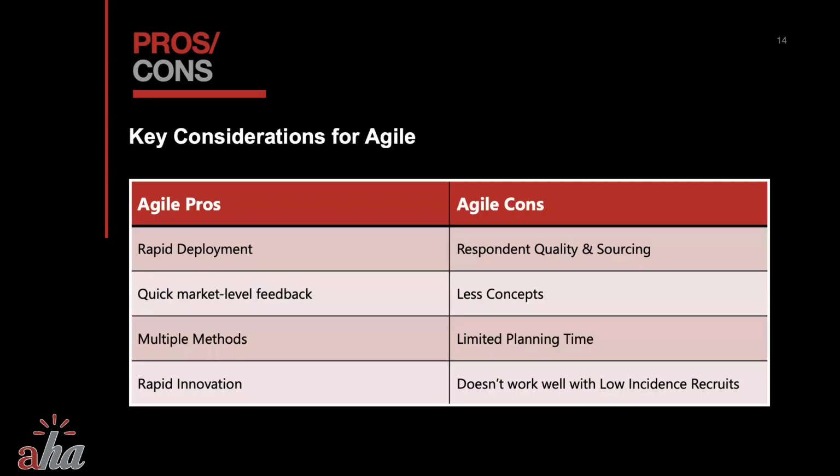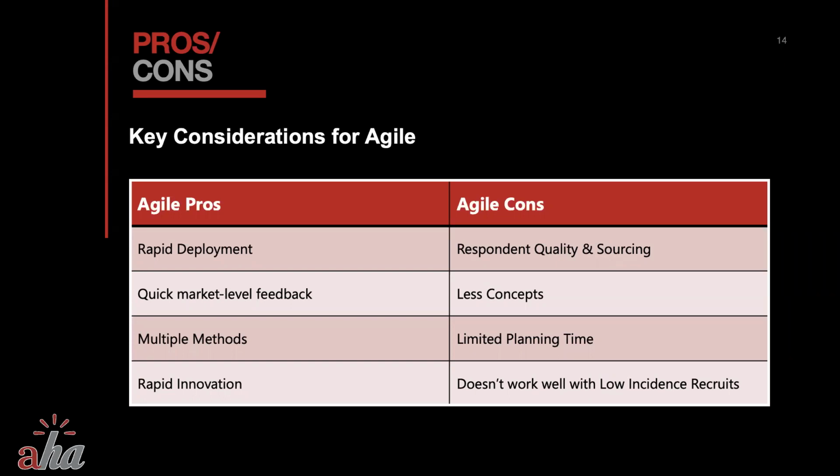So, key considerations for agile. The pros on the agile side, obviously, are rapid deployment. You can go from a questionnaire to the field within hours, okay? So you get that quick market level feedback from pretty much anybody you want to get feedback from. Multiple methods, you can use all kinds of different things. Again, we talked about quant and qual, different kinds of questions, et cetera. Those do come into play here as well, and I'll touch on that. And they also are awesome for rapid innovation. So if you need to innovate quickly, it's new product development, you need to tweak a message, or something cultural happens that you have to respond to in the marketplace, it allows you to get in and out quickly and innovate rapidly.